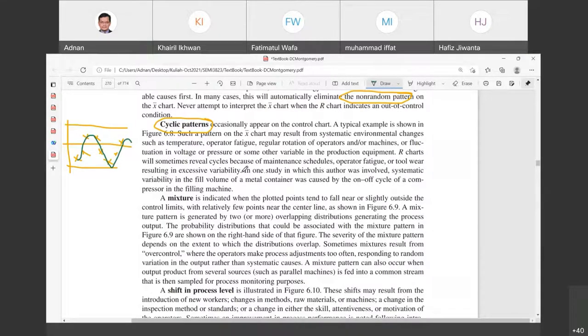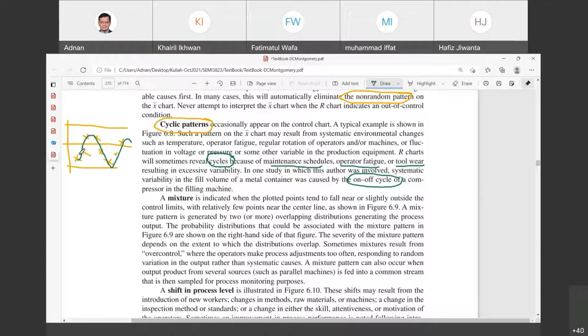What happened here? A possible reason for this cycle is that the maintenance schedule has arrived and we need to do maintenance, or maybe the operator, the worker, is already fatigued. Maybe in the morning he is working very well, and in the afternoon his performance is down. Or also maybe tool wear. It is systematic variability, for example due to an on-off cycle. Sometimes it is in a good situation, sometimes it is out of the regular setting, so it shows cyclic.